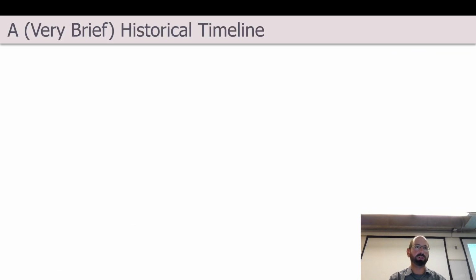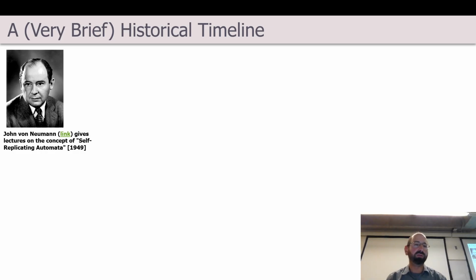Here's a very brief historical timeline. This is my own timeline. There's many other timelines people could create. Start with 1949, John von Neumann. Does anyone know who John von Neumann is? That's okay. There's a Wikipedia link there. I recommend you all take a look after class is over.